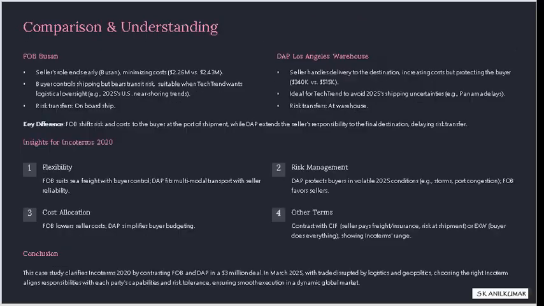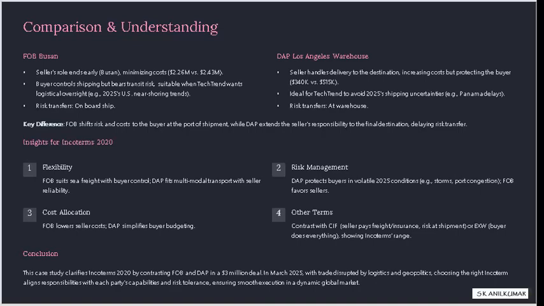Now, how do we compare and understand these two Incoterms? In FOB Busan, the seller's role ends in Busan. The buyer controls the shipping but bears the cost. Risk transfers when the goods are placed on board the ship. In DAP, the seller handles the delivery to the destination. It is ideal for TechTrend to avoid the shipping uncertainty and Panama delays. The risk transfers at the warehouse when the goods are ready for unloading.